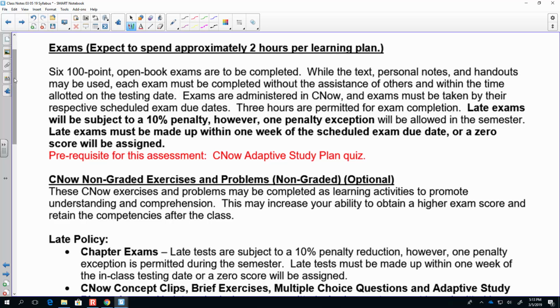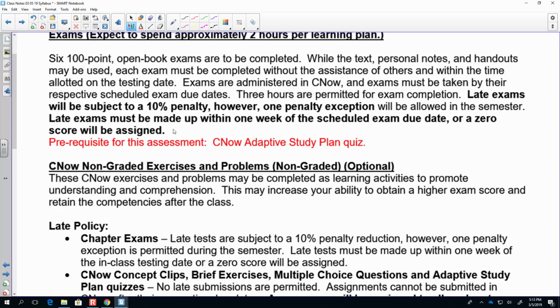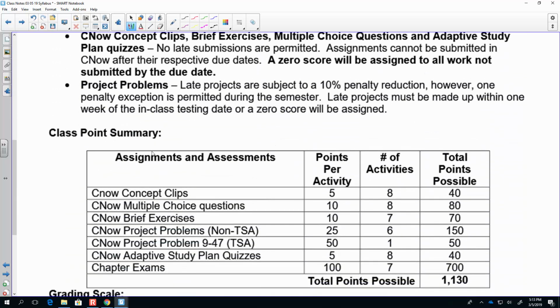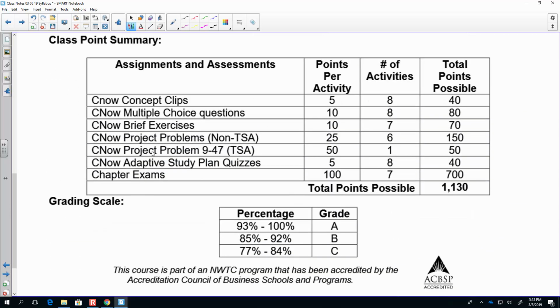Exams. The exams are 6 of them, 1 for each chapter, 100 points. Again, there's a 10% penalty, which I can waive for 1 test if you're late. And that's discussed here. So 1,130 points total. That's a lot of points. Lots of opportunity to do well in this course.